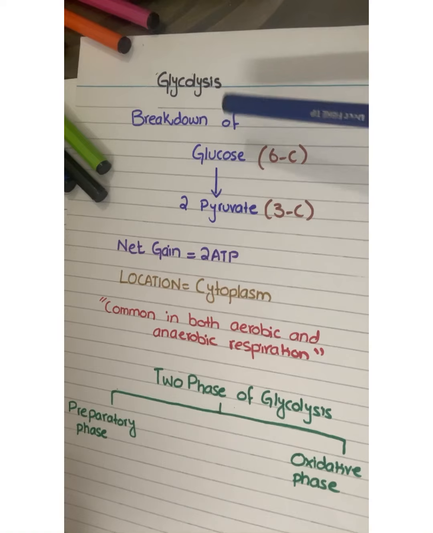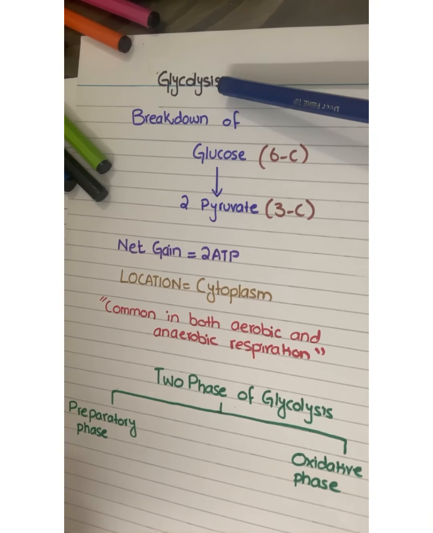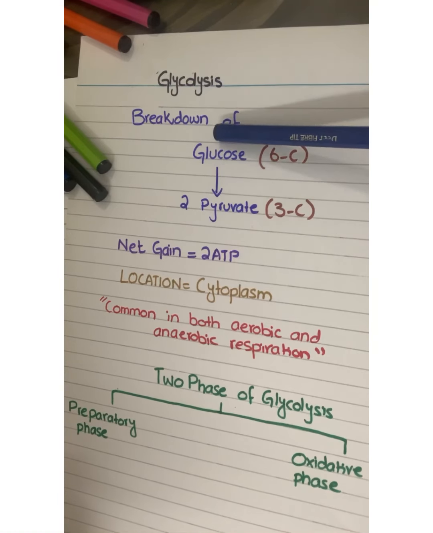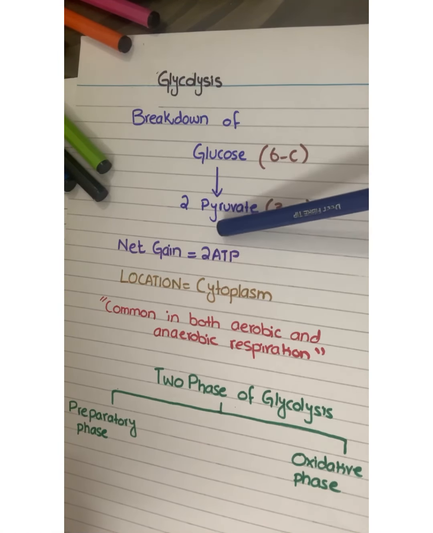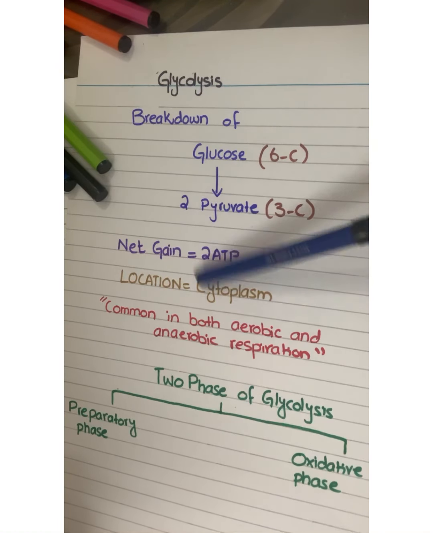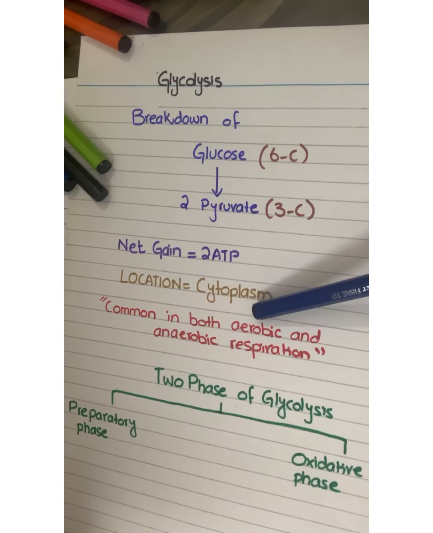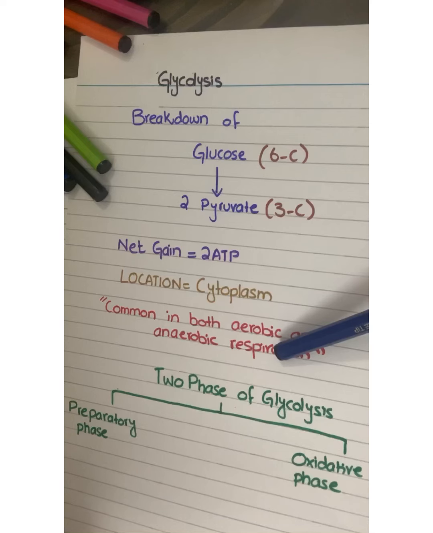Now coming toward our main topic, glycolysis. First we will discuss the definition of glycolysis, which is basically the breakdown of glucose, a 6 carbon compound, into 2 molecules of pyruvate, a 3 carbon compound, and during this whole breakdown process there is a net gain of energy in the form of 2 ATP molecules. This whole breakdown process occurs in the cytoplasm and it is common in both aerobic and anaerobic respiration.